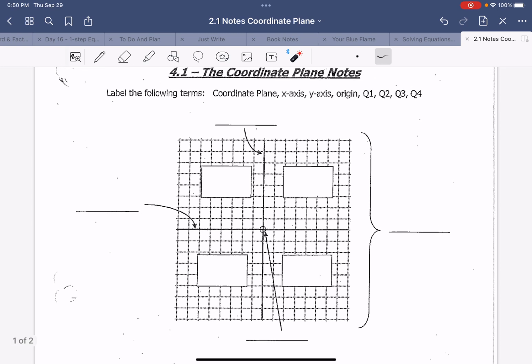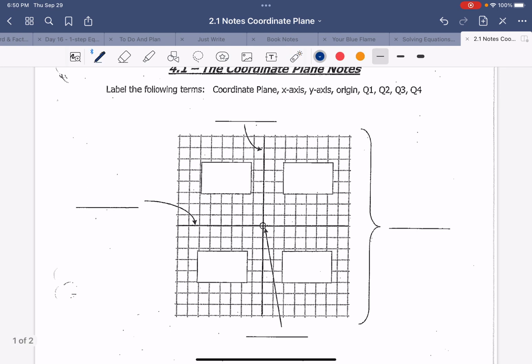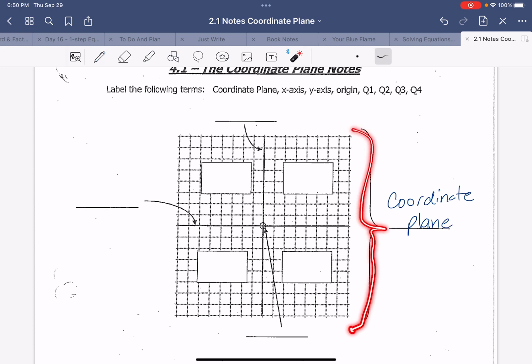Okay, so to start, this whole thing right here is our coordinate plane. So I want you to write coordinate plane right here. So when you see this right here, this is our coordinate plane. All right, and then we always have two axes.